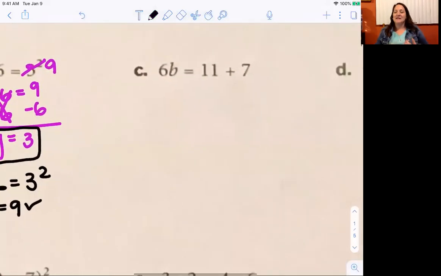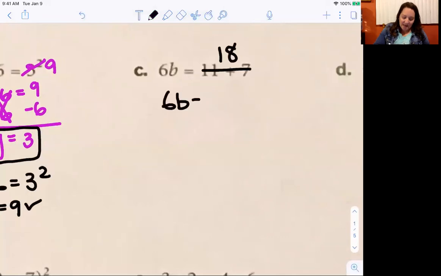Letter C, I have 6b equals 11 plus 7. First we do 11 plus 7, which is 18. 6b equals 18. Now I'm multiplying by 6, and I want to get b by itself. I want to isolate b, so I need to divide by 6, both sides of the equation. And 6 over 6 cancels to 1, and I'm left with b equals 18 over 6, which is 3.